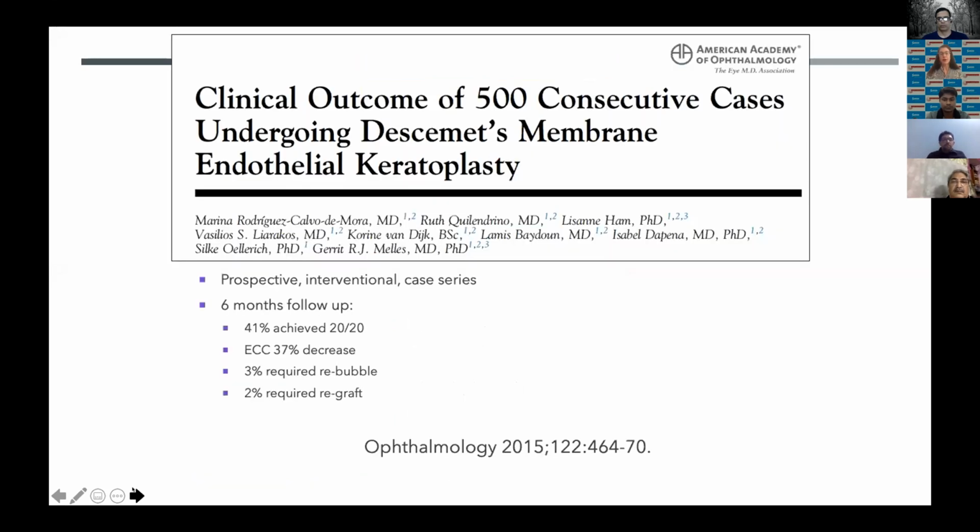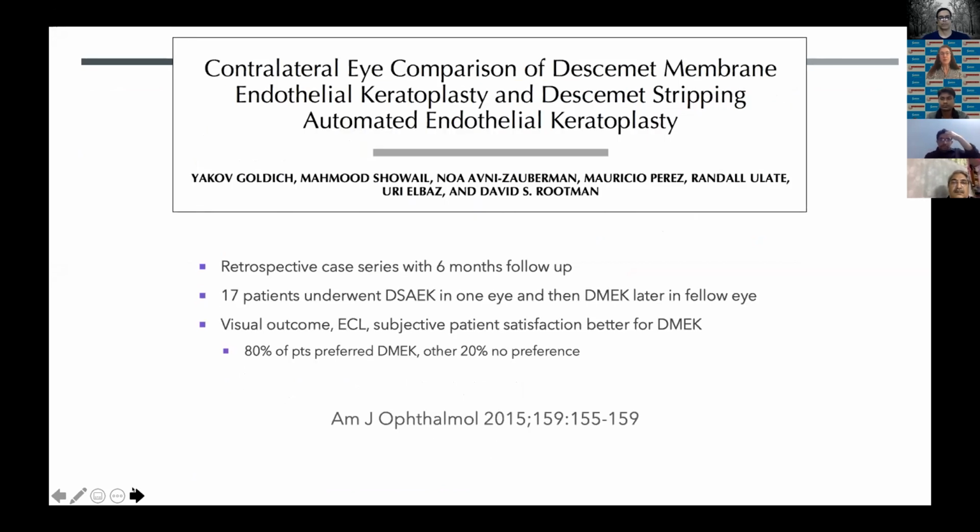This is another article in Ophthalmology looking at outcomes of consecutive cases. And again, there's a lot better vision. You're going to get better vision more quickly. Of course, we know with DSEK you can get that good vision, but it can take 2 to 3 years to get your 20/20s and your 20/25s. With DMEK, you're going to find that that comes a lot sooner.